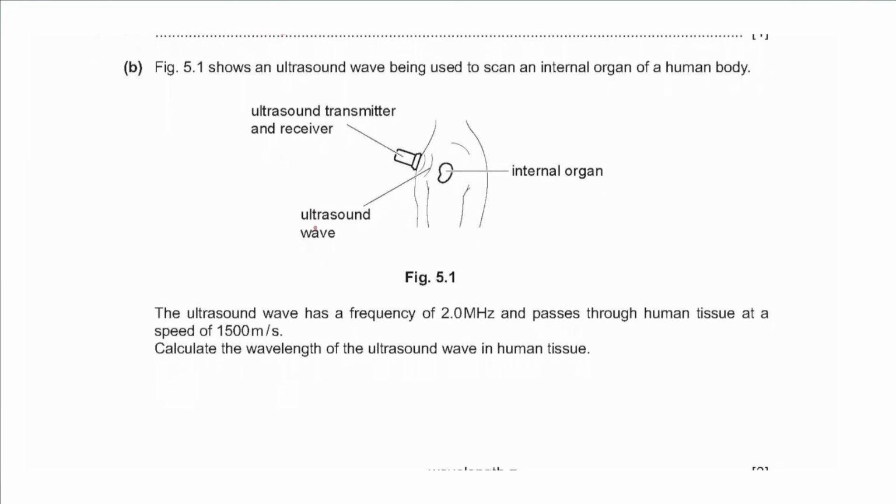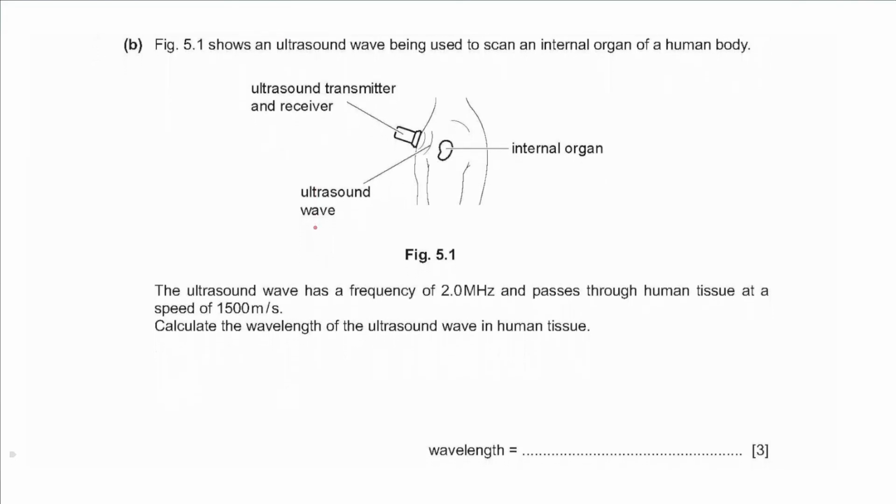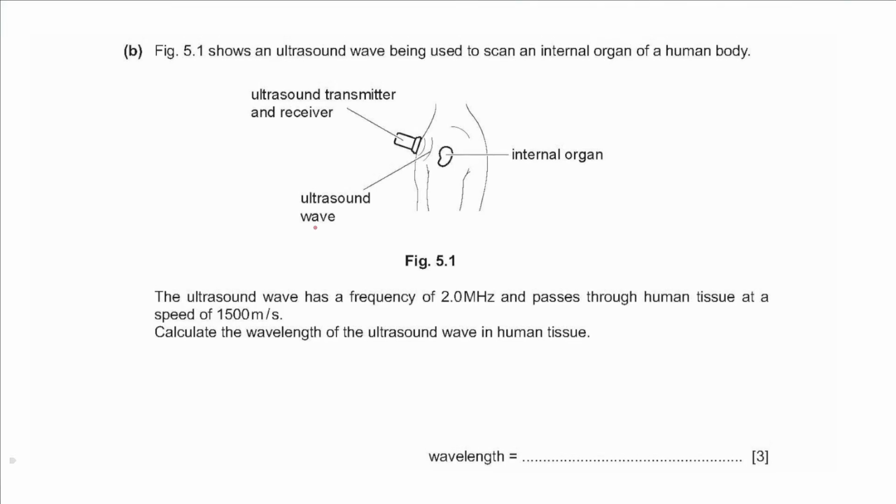Part B says, figure 5.1 shows an ultrasound wave being used to scan an internal organ of a human body. The ultrasound wave has a frequency of 2 MHz and passes through human tissue at a speed of 1500 meters per second. Calculate the wavelength of the ultrasound wave in human tissue. So wavelength can be calculated as the speed divided by the frequency, and we have the speed 1500, and then we divide by the frequency, which is 2 times 10 to the power of 6 for megahertz. That gives an answer of 7.5 times 10 to the power of -4 meters.